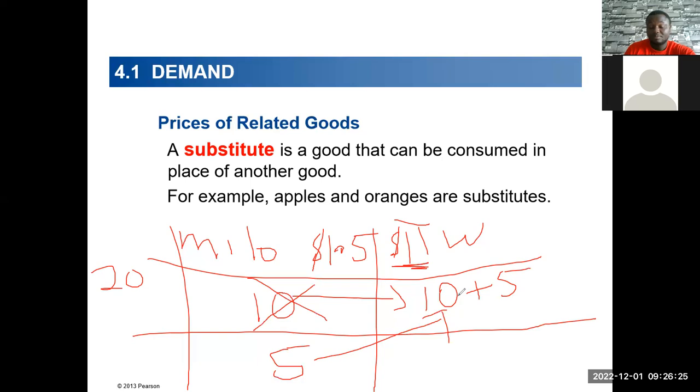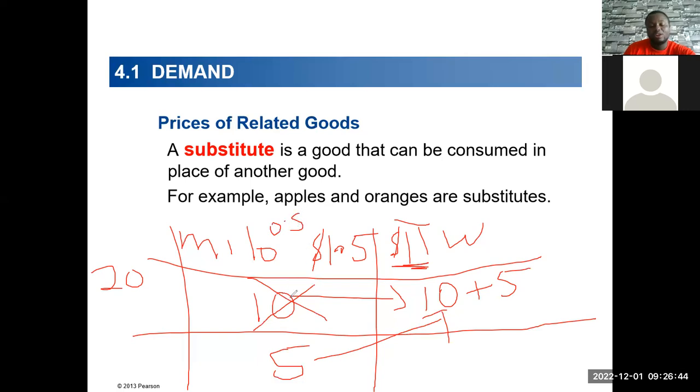Is that okay? Yes. So the takeaway is that whenever there's an increase in the price of a substitute, there will be an increase in the demand for the other good. Now, assuming there's a fall in price, so now Milo is $0.5.